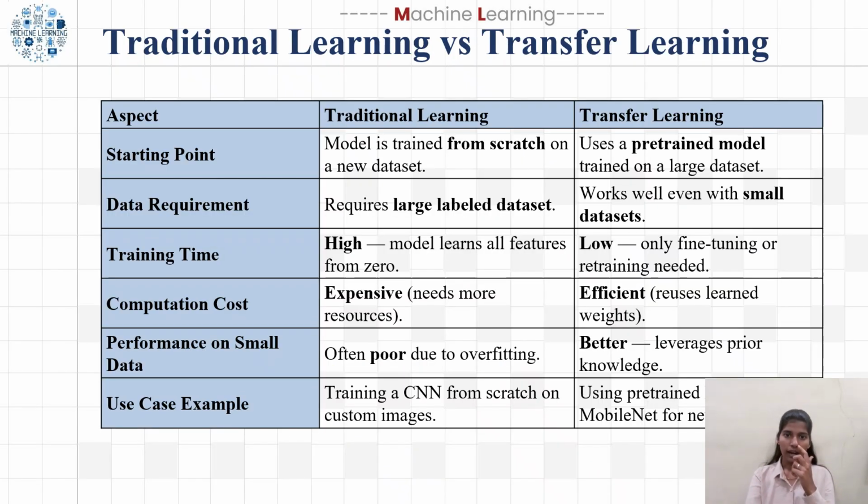So let's look at the ultimate comparison, traditional learning and transfer learning. What is the difference? Traditional learning starts from scratch. It needs a lot of data, time and computation. In contrast, transfer learning uses a pre-trained model, and it is also faster and works even with a small dataset. For example, instead of training a CNN from zero, we can just fine tune models like ResNet or MobileNet for medical image classification or analysis.